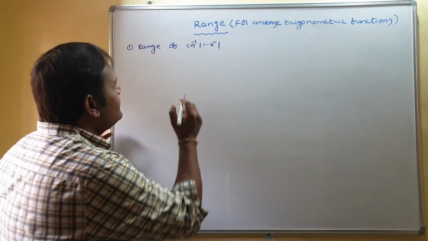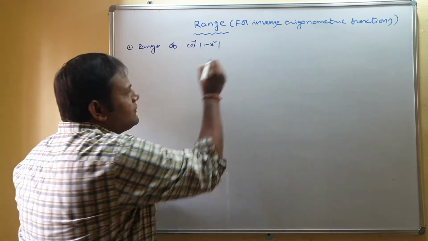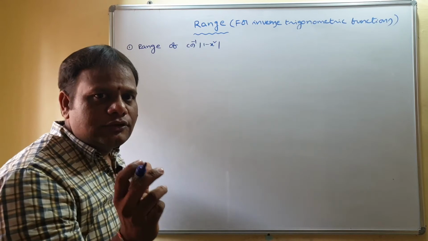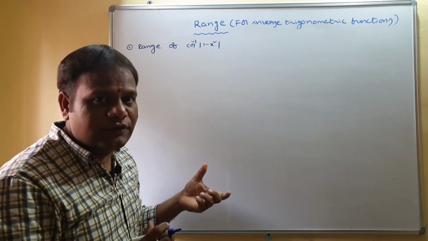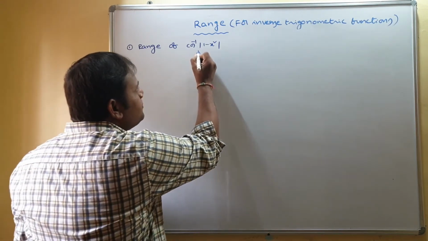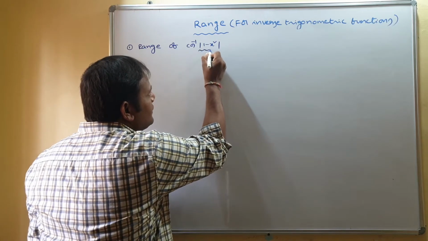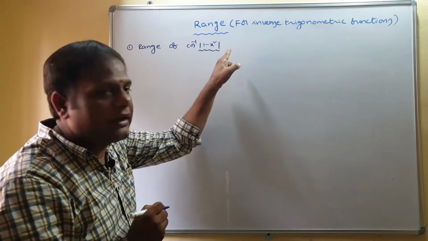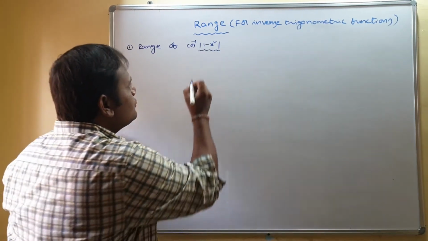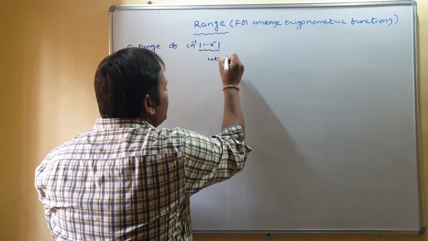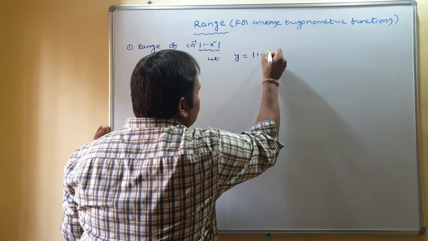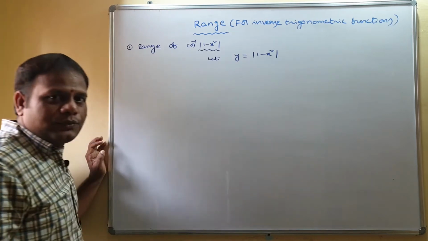Okay, see here, to find range of this function, first we find the values what we are giving for cos inverse function. I mean input of cos inverse function. Here what is input of cos inverse function? It is mod 1 minus x square. Is it? So I am taking that mod 1 minus x square as y. So let y equal to mod 1 minus x square.